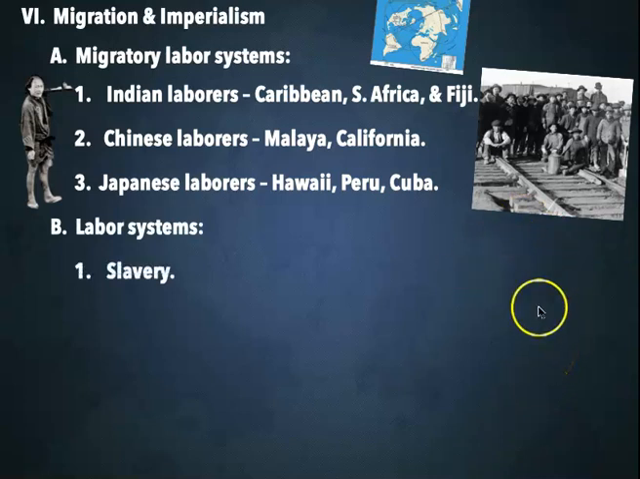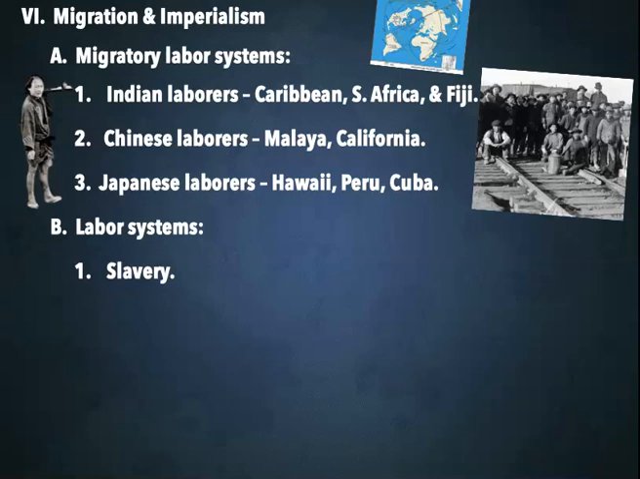So when we talk about the kind of work that these migrant laborers are going to be doing, first of all, slavery, like we talked about in the prior section, is abolished by the 19th century. Some countries faster than others. Our own country, the United States, is one of the last to give up slavery. I think Brazil may be the very last one. I think they finally abolished slavery in the 1880s.